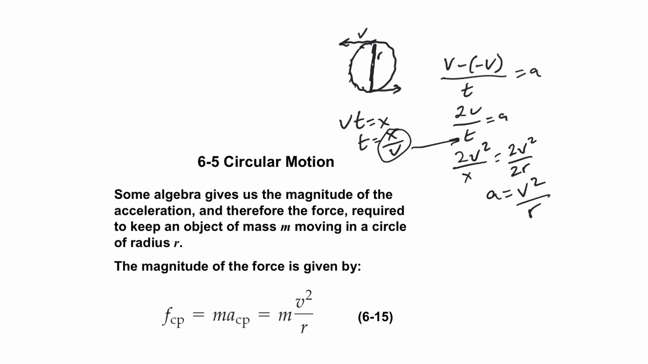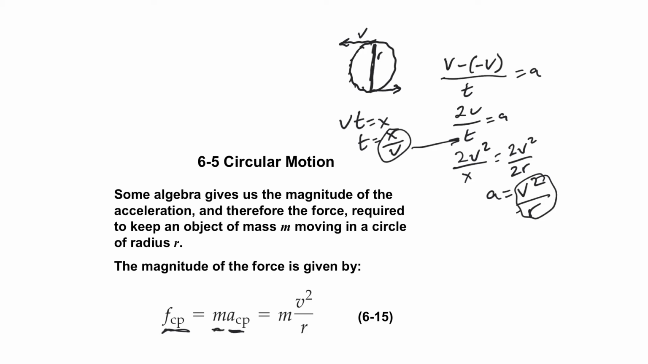Okay? Now, that's something that you will use over and over and over again. So this is one of your formulas. Your acceleration is going to be v squared over r. Now, put v squared over r in for a. Do you see we have force equals mass times acceleration?